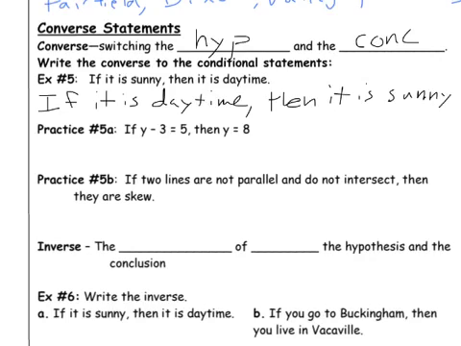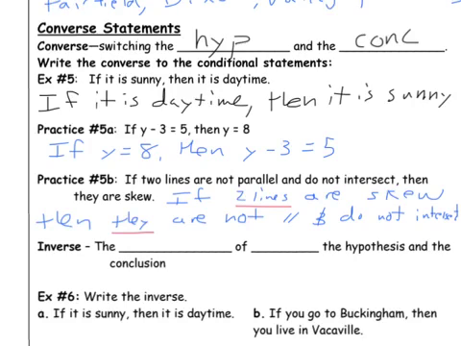All right, so we just switch the order. That's all it is. So you may want to pause the video, see if you can write the converse of these two statements, and then check back and see if you got it right. So go ahead and pause the video now, and I'll put the answers up in just a second. Okay, so for the first one, it should have been really easy. Just switch it. So it says if y equals 8, then y minus 3 equals 5. The second one is if two lines are skew, then they are not parallel and do not intersect.